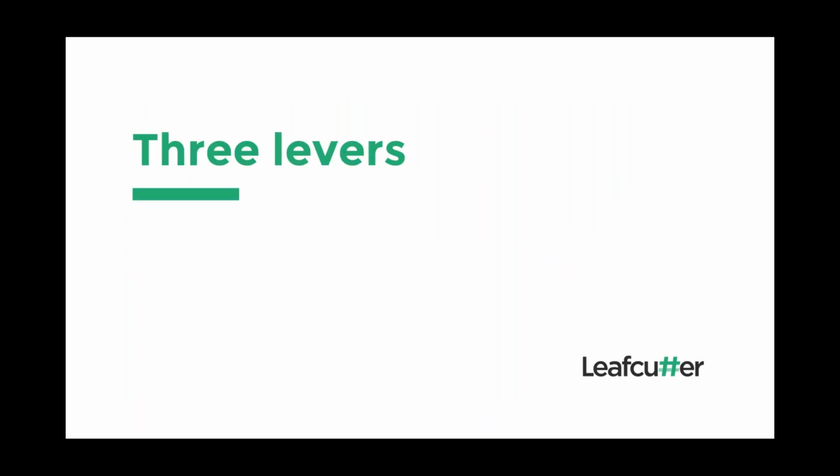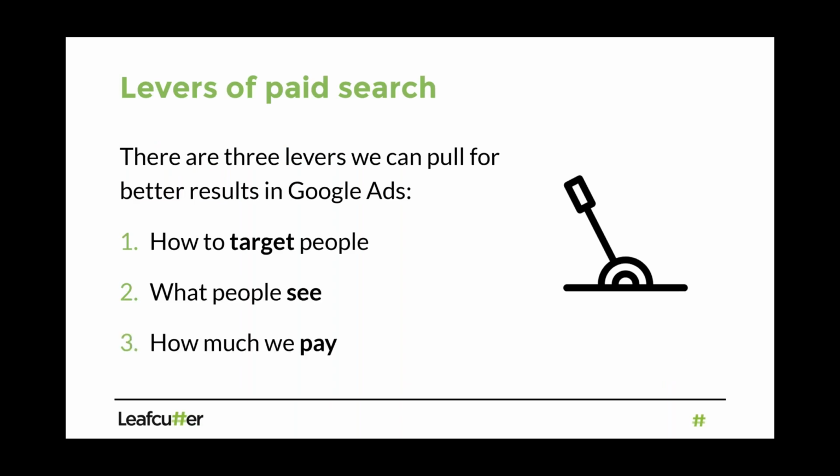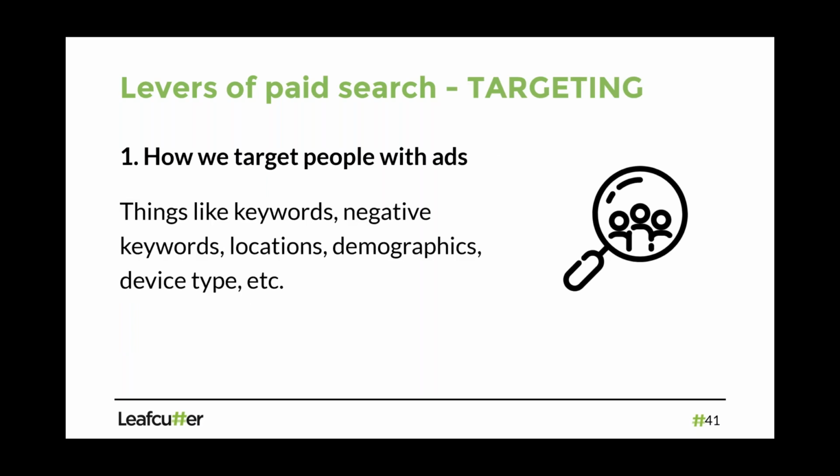All right. With the search campaigns we have, if you or your staff are working on these campaigns, or you have an agency, really there are only three levers that you can pull. Only three things that you can change. They are how we target people, what people see, and how much we're willing to pay for the ads. So how we're targeting people, the core thing we're working with in Google Ads is keywords.